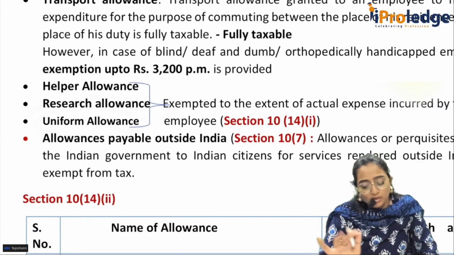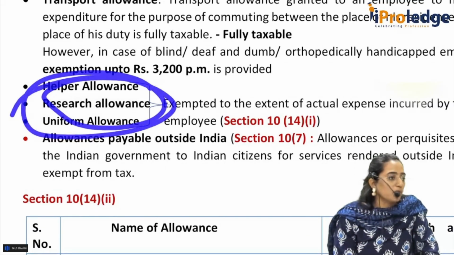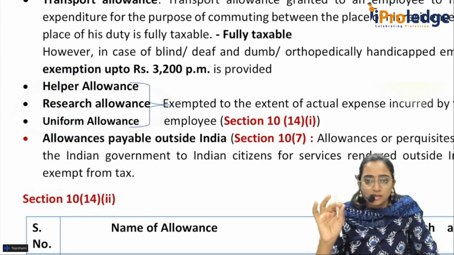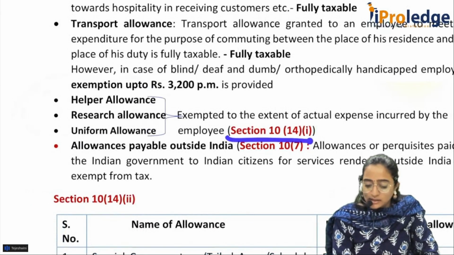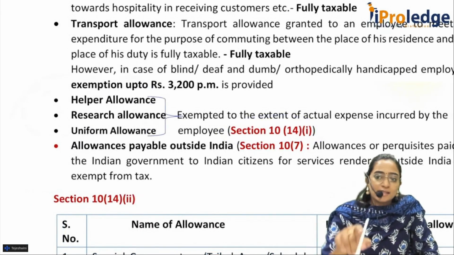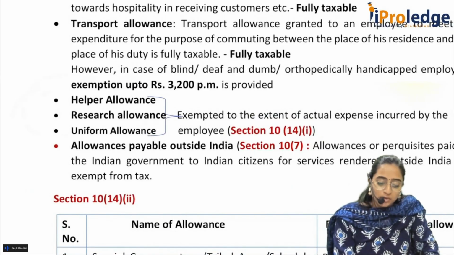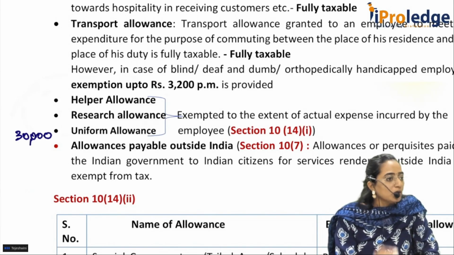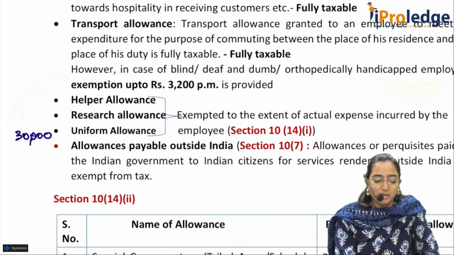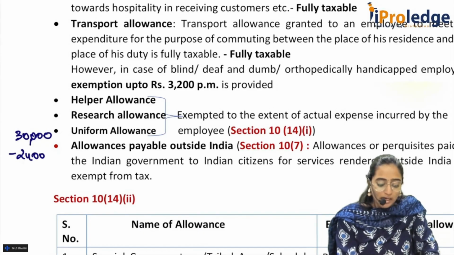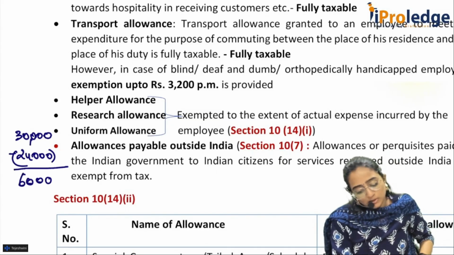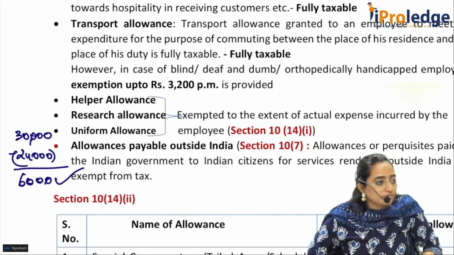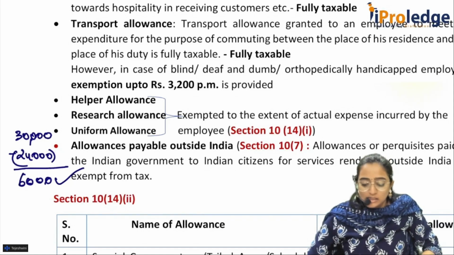It's just the name. And these three amounts, uniform allowance, research allowance, and helper allowance, remember, exemption is there under section 10(14)(i) to the extent you actually spend. Suppose uniform allowance given is 30,000 rupees in a year. You've actually spent for the purpose of uniform, let's consider, 24,000. Actual money spent would be exempted. So how much would you make taxable? 6,000 you would make it taxable.